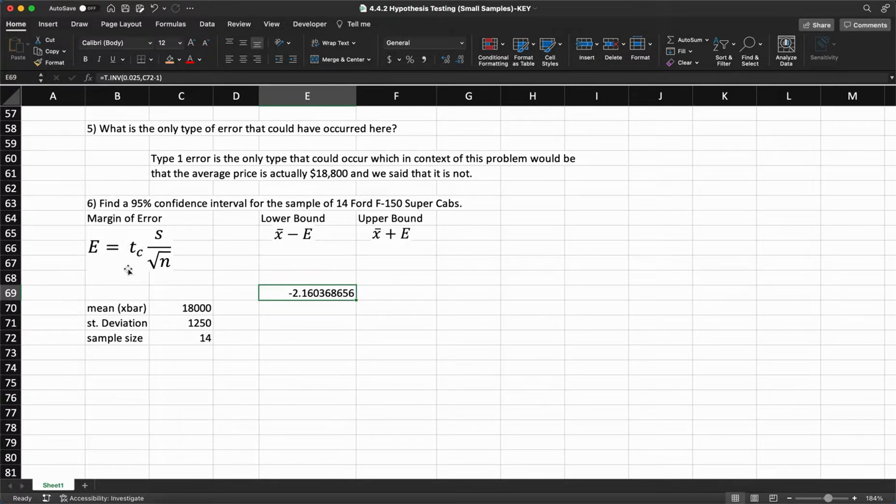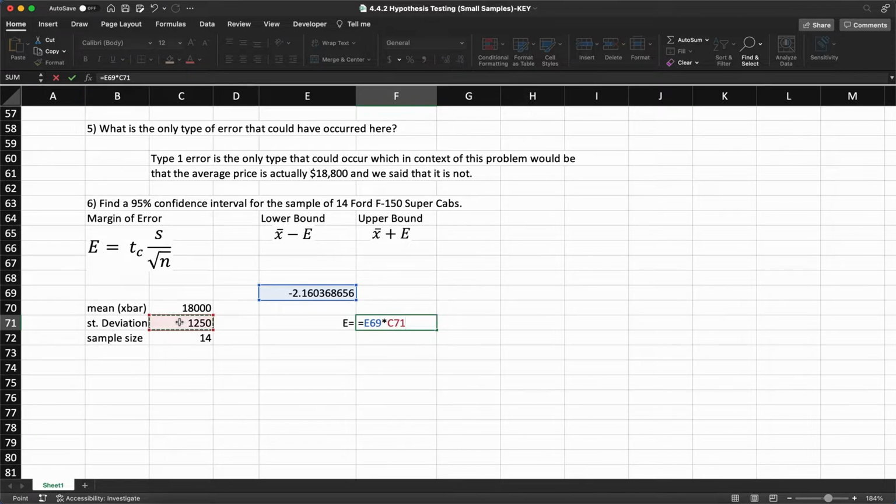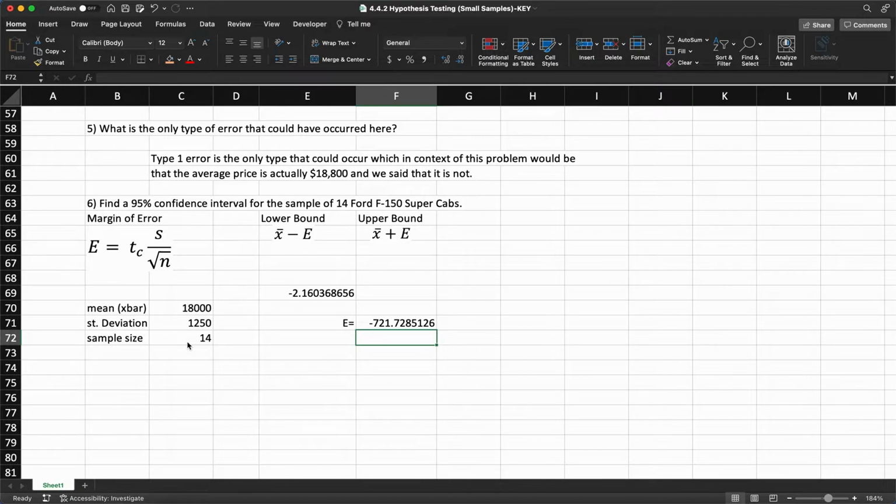That's this right here. So now I have to take that value. If I want to find E, the margin of error, I'm going to take that critical t-score, multiply it by the standard deviation, and divide by the square root of 14. Now this gives me how far away I am from the mean. Okay? Now, we technically just want the z-score.